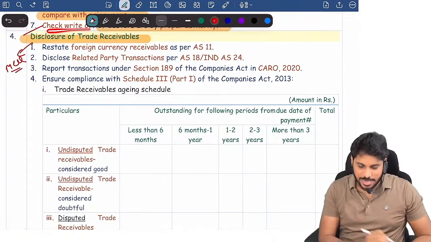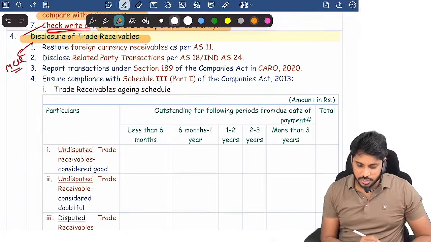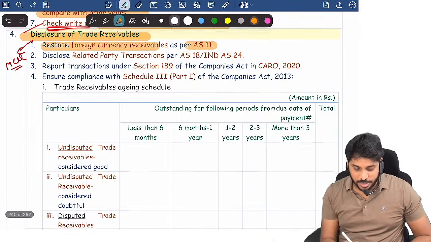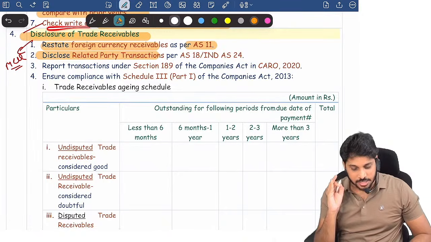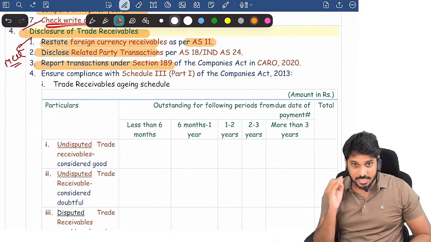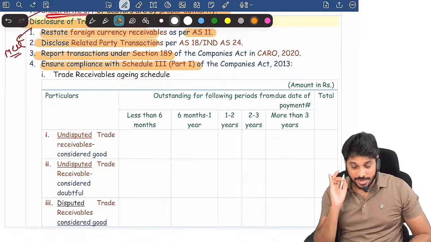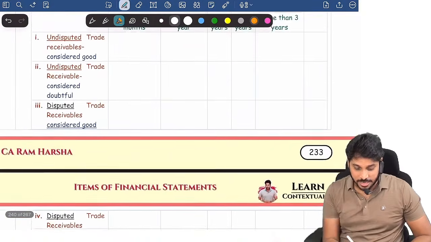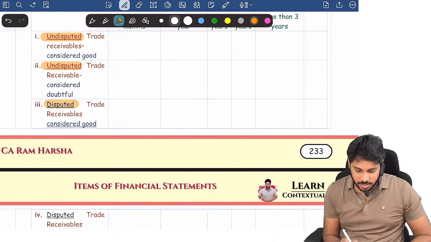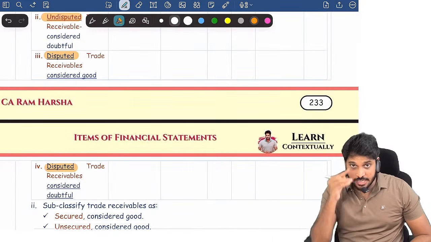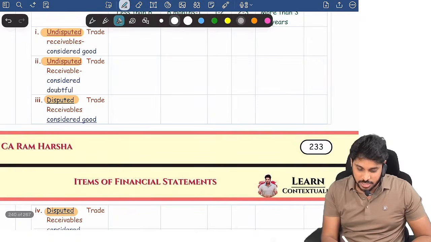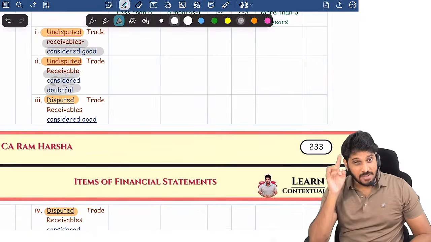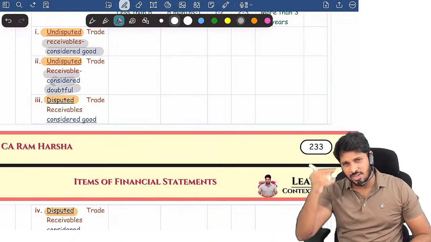Next, disclosures related to trade receivable. Sometimes an MCQ can come. Disclosure, what we need to disclose. If at all any foreign currency receivable is there, AS 11 restatement points we need to disclose. Related party transactions we should disclose, and report transactions under Section 189, and also check Schedule 3. Now we need to disclose debtors in 4 classifications, guys: undisputed and disputed. Again, between undisputed and disputed, 2 more subclassifications are there: receivables which are good, receivables which are doubtful. Even in undisputed, and disputed also, both considered good and doubtful.